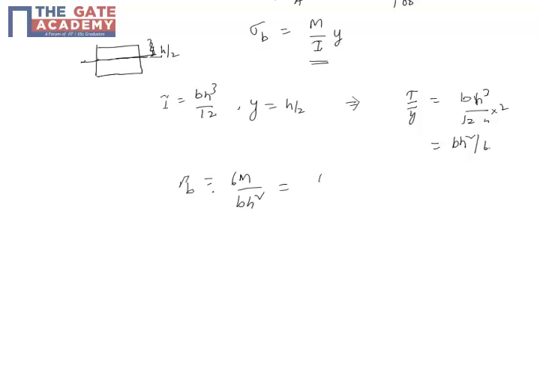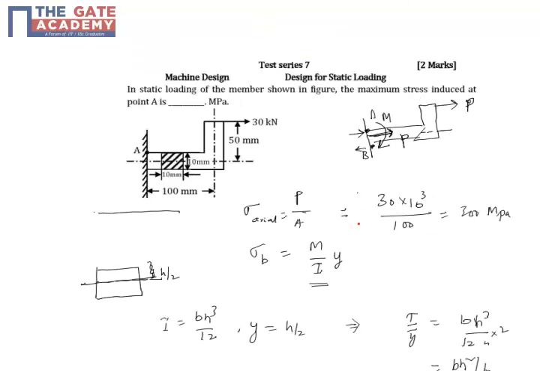So let's substitute. Moment is nothing but the load into the distance, so that is 30 into the distance, 50 mm, by B is 10. Everything we are substituting in mm for the length units and Newton for the force units. So we get 1500 into 6, that is 9000, very high stress, in fact 9000 MPa. That is the bending stress.